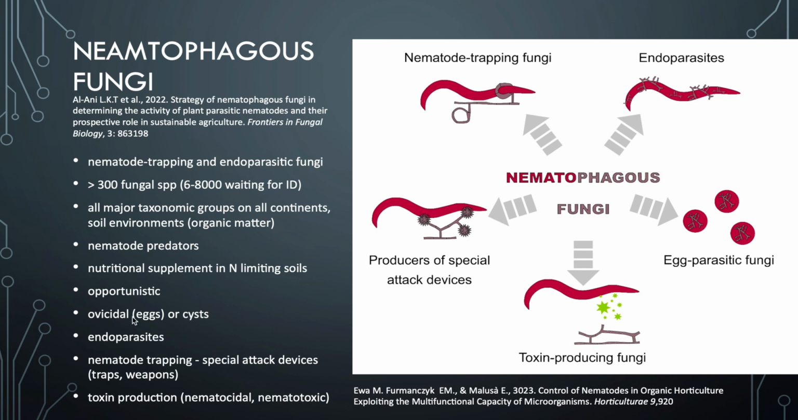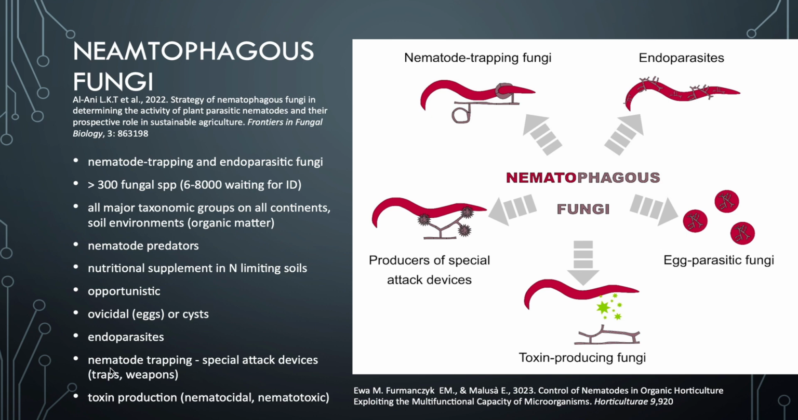So the majority of them are opportunistic, with the exception of endoparasitic fungi that actually do require a nematode for the active part of their life cycle within the nematode. Some of them are ovicidal, so that means that they actually consume nematode eggs or nematode cysts as well. And the endoparasites are fungi that actually use their spores as a mechanism to get inside the nematode and then develop and grow within the nematode.